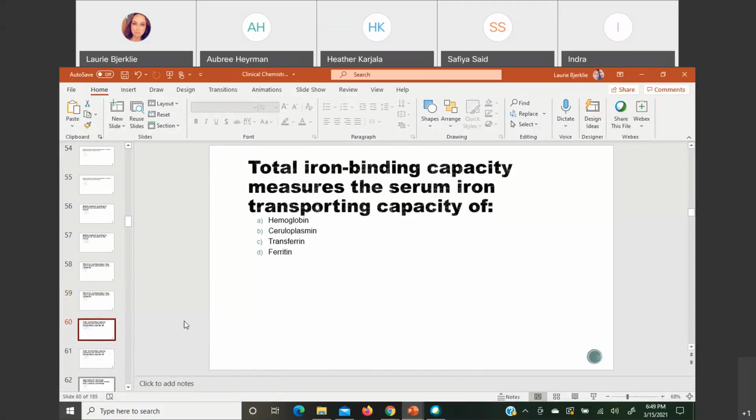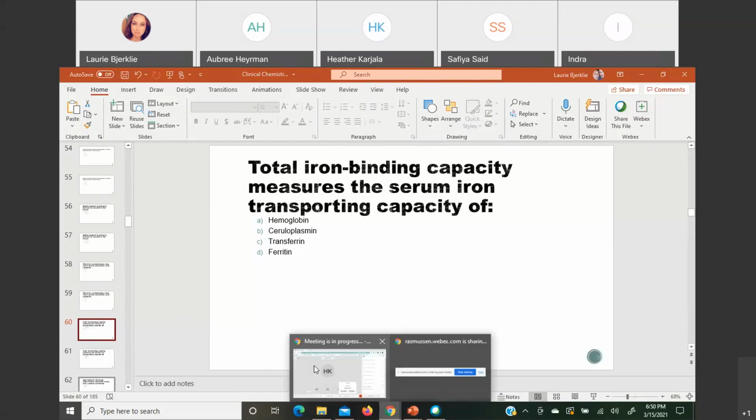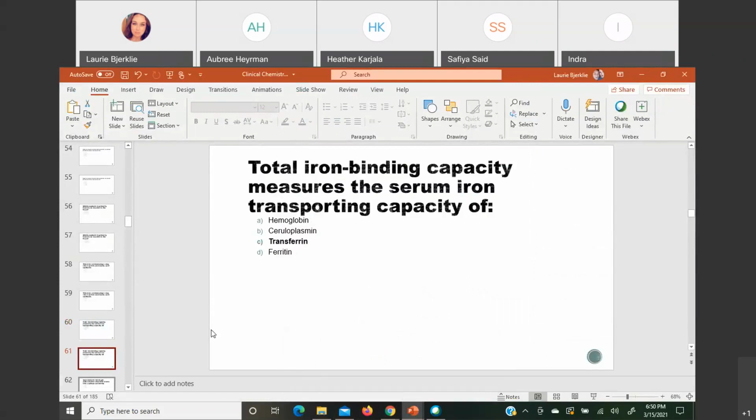Okay, total iron binding capacity, TIBC, measures the serum iron transporting capacity of what protein? All right, and this is transferrin. So the nice thing about transferrin is it's named for exactly what it does. Transport, ferrin for iron. That's its whole role, transporting iron.